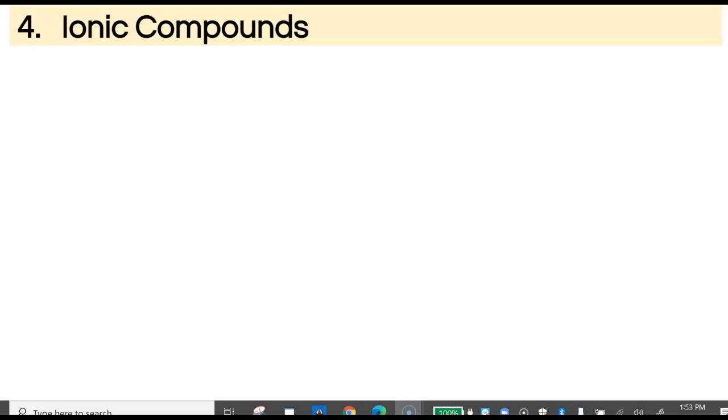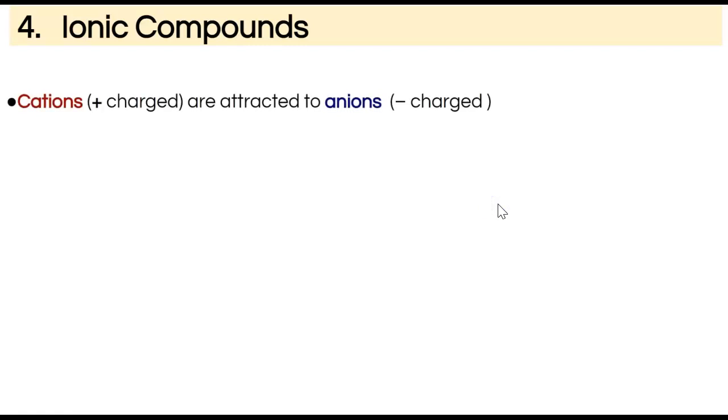So in today's lesson, we're going to discuss ionic compounds. And so from grade 9, you should be familiar with what an ionic compound is. We're going to begin there and extend upon what you already know. So we already know that cations are positively charged and anions are negatively charged.